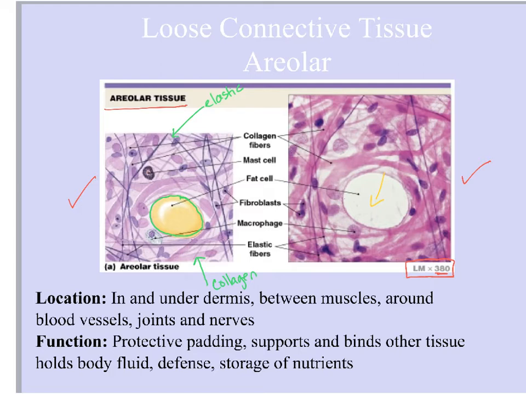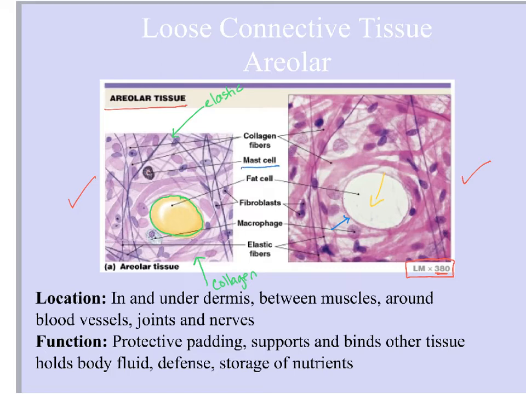So in the drawing on the left, they have stained for the lipids on the inside of the cell. Over in the picture on the right, all you can see is that cell membrane there in pink. Okay, so there are going to be adipocytes present in areolar connective tissue.